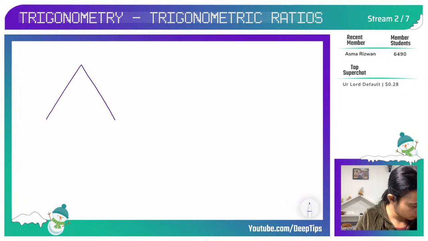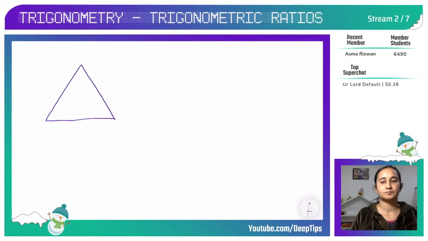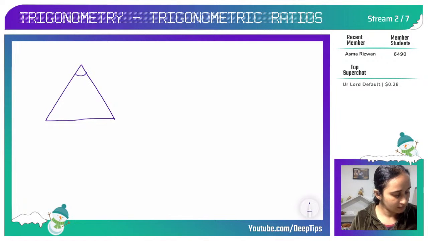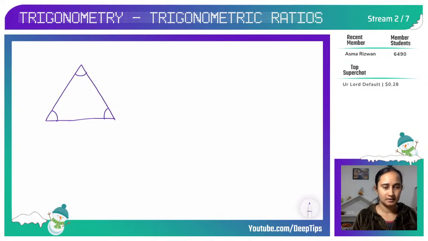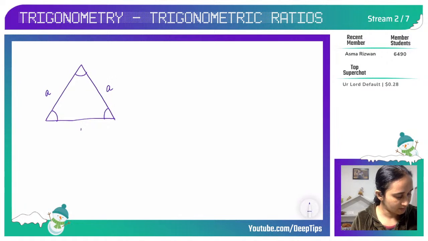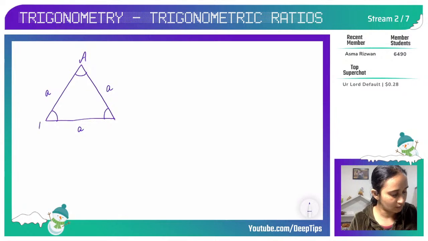Okay, so if you say this is my equilateral triangle, and we know that in an equilateral triangle each angle is 60 degrees. All three angles are 60 degrees each and the sides are equal. So each side is A. Let us assume that each side is equal to A, and these are my 60 degree angles.